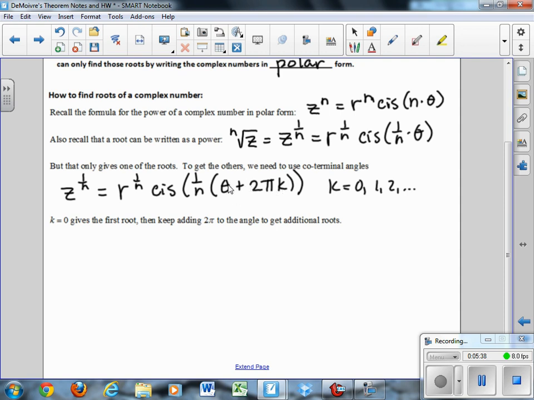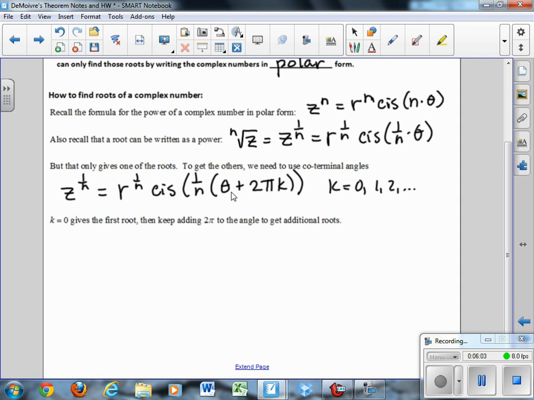Now, when I add 2 pi to an angle, what does it change about the angle? If I add 2 pi, it's the same angle, right? So what I'm going to do is rewrite my angle several different times by adding multiples of 2 pi to it. And that's going to allow me to get the additional roots that I need.